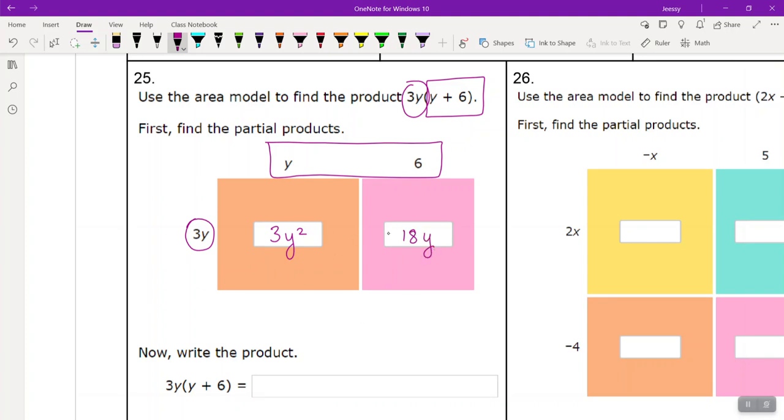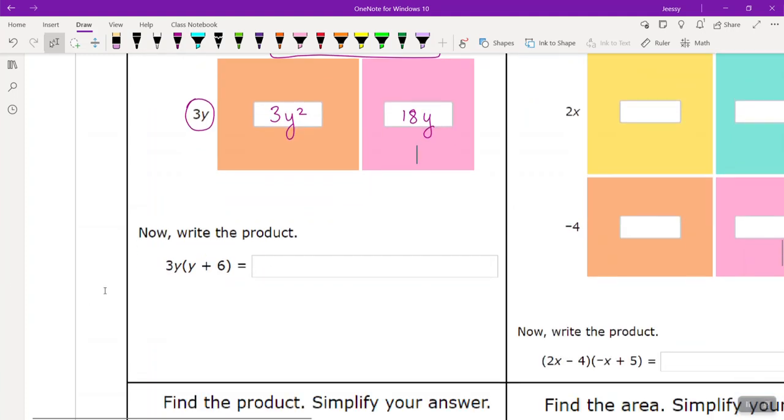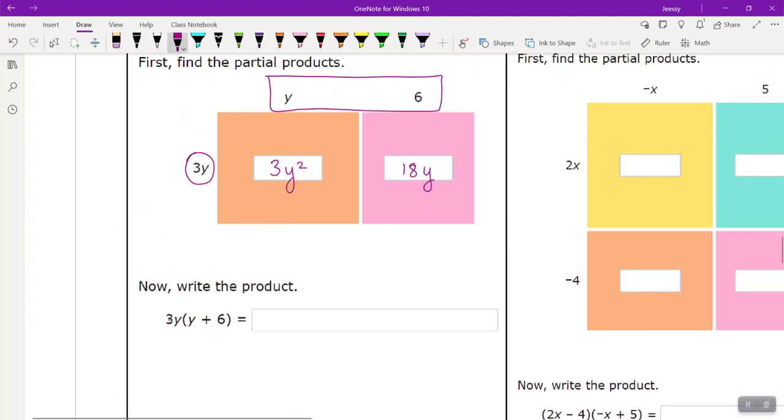And so are these two like terms? Why not? Exponents are different. Excellent. What's the final answer when we multiply this? We're going to get 3y squared plus 18y.